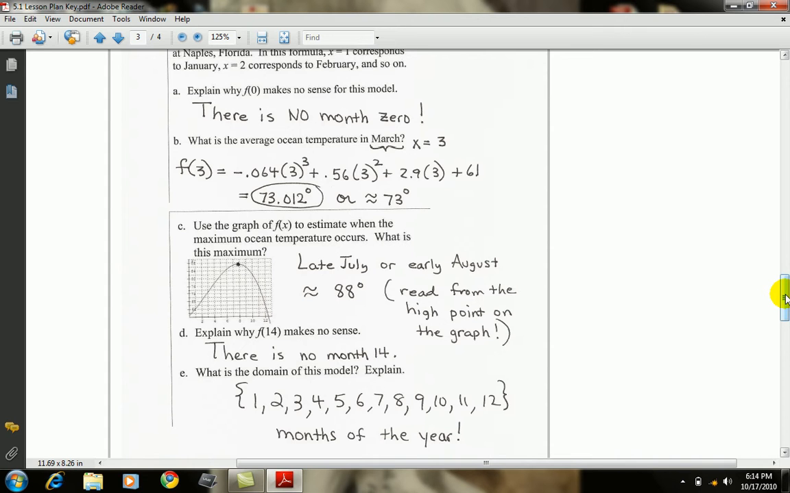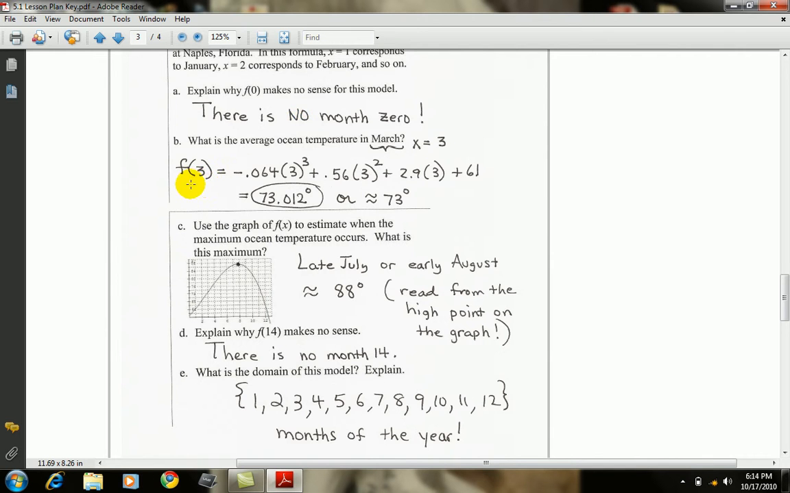And for those of you especially that are going on into college algebra, when you're working with a function, the very first thing you should ask yourself is, is there a meaning to the input and is there a meaning to the output? Because in a model problem, the answer is yes, there is, and you need to know what it is. Okay, part A. Explain why f of 0 makes no sense for this model. Well, if 0 is the input, you're trying to put in month 0, and I hope we all know there's no month 0, so that's kind of rhetorical.